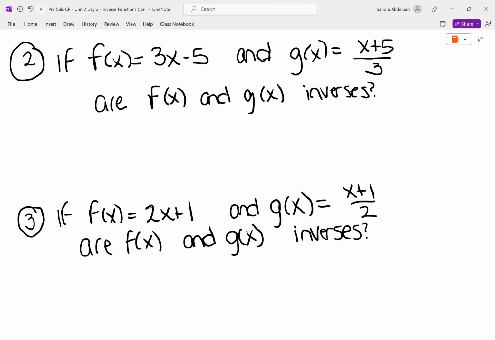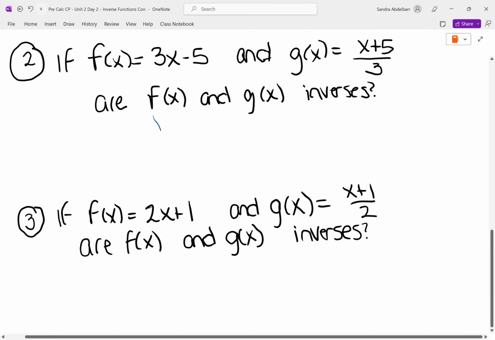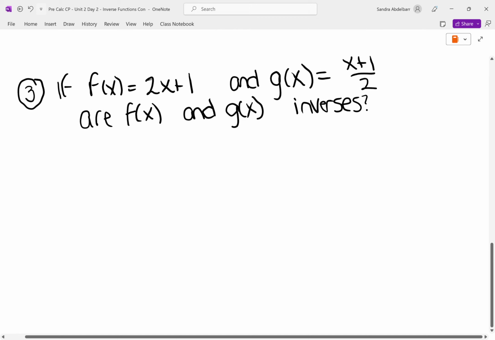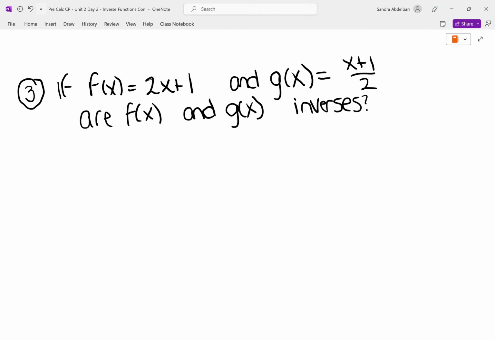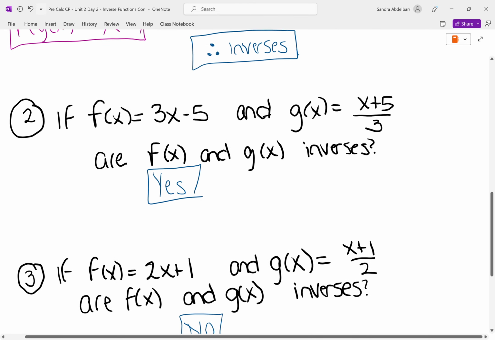Okay, for the first one, how many people said yes, they are inverses? All right, second one. How many people said yes, they are inverses? How many people said no, they are not inverses? Okay, we're going to go with yes, that they are, and we'll do it in a minute. All right, for number 3, how many people said yes, they are inverses? How many people said no, they are not? All right, I'm going with no also. We'll do it. All right, let's go through these since we didn't all get the same answer.